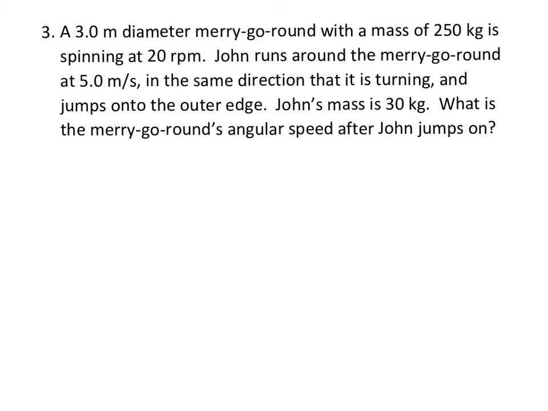So what's happening here, we'll do a top view. Here's the merry-go-round. It is spinning. Again, doesn't matter what way it's spinning. And then we have John who's running in the same direction that it's spinning. So that would be my initial before. And then the merry-go-round and John become one when he jumps on, and we want to know what the new angular speed would be.